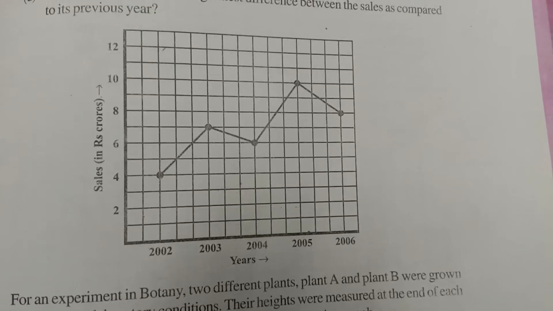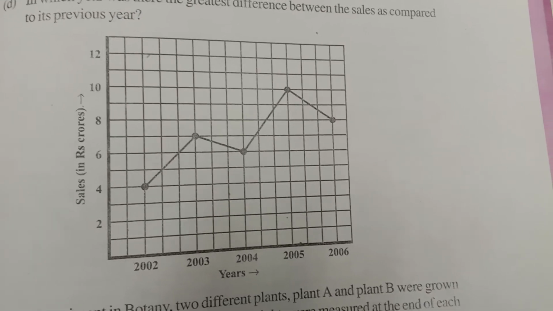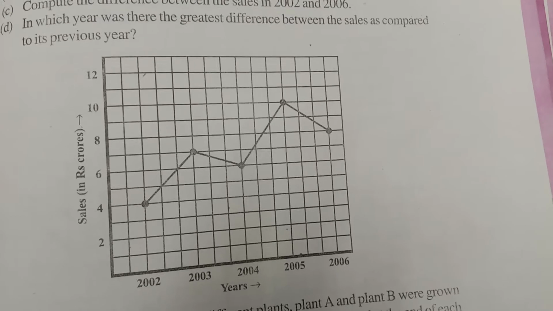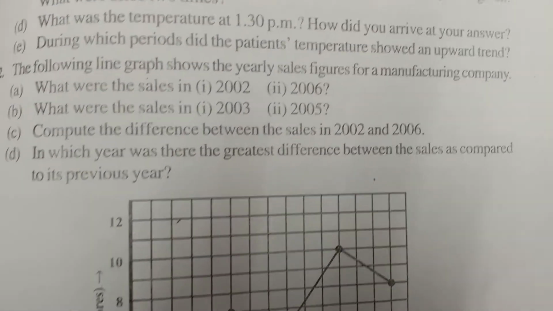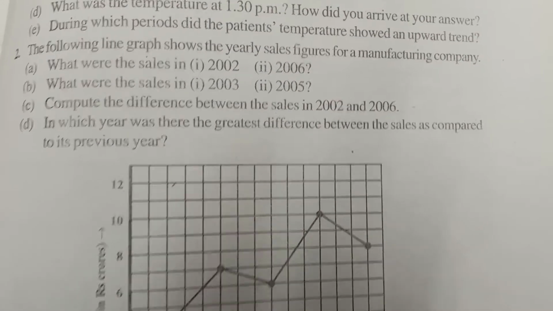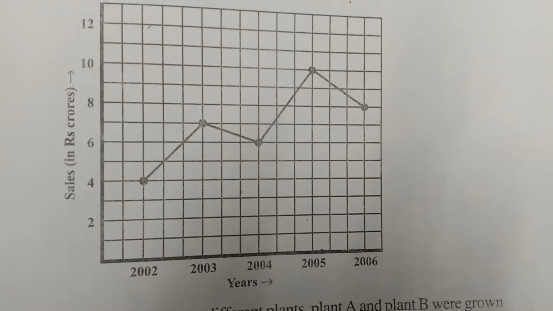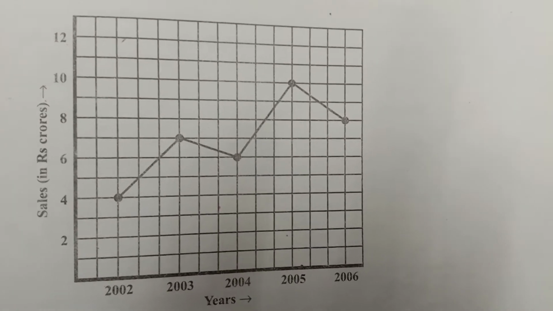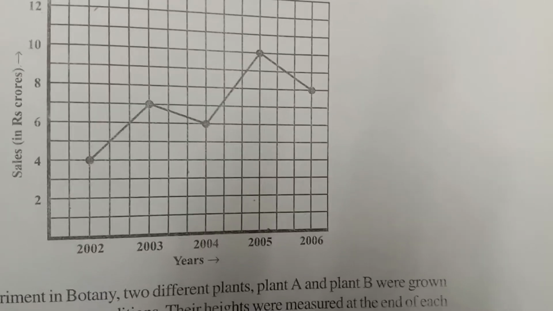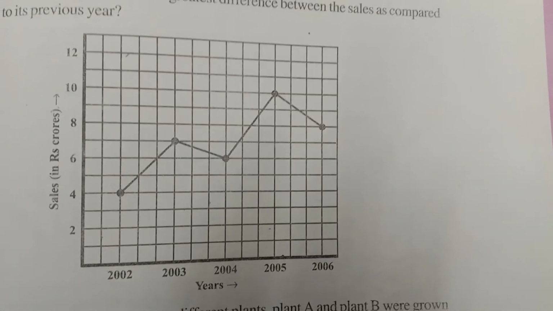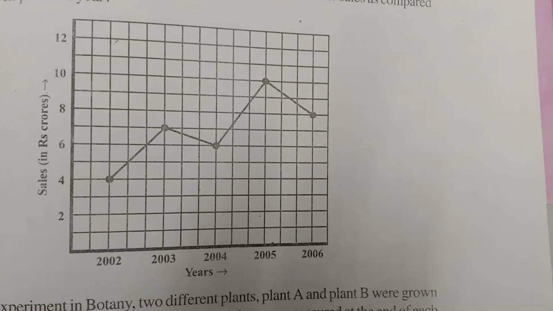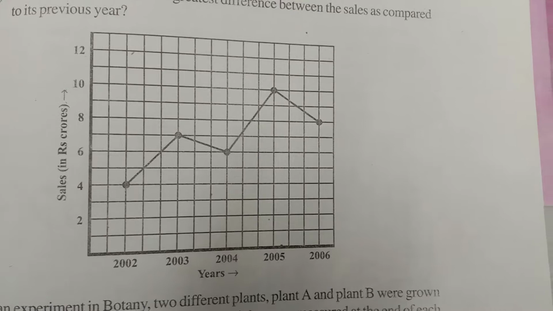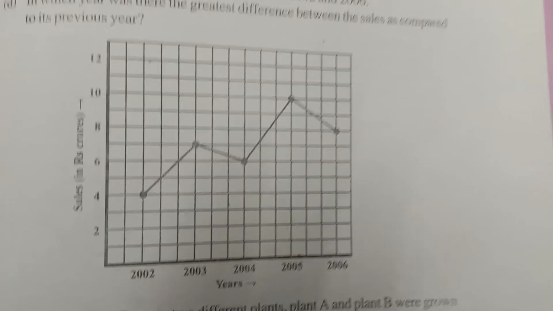So what is the sales in 2005? It is 10 crore rupees. And in the year 2006, it is 8 crores. So now answer the questions. What were the sales in 2002 and 2006? Yes, in 2002 it is 4 crore rupees and in 2006 it is 8 crore rupees. What is the difference from 2002 to 2006? It is 8 minus 4. It is 4 crore rupees is the difference in the amounts.